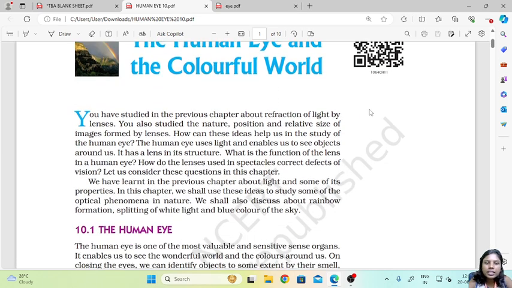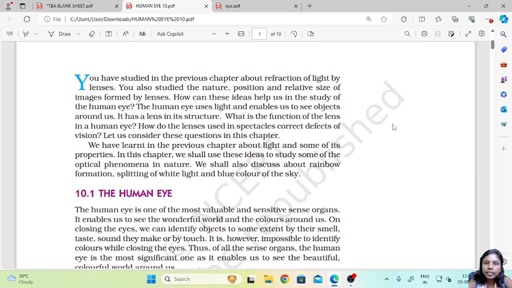Previously we have studied refraction of light by various lenses. We have also studied that the nature, position and relative size of the images formed by the lenses differ in various cases. So how can these ideas help us to study the human eye?